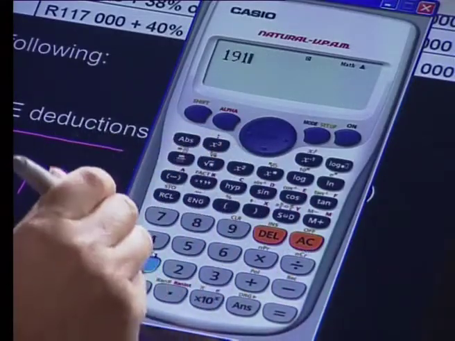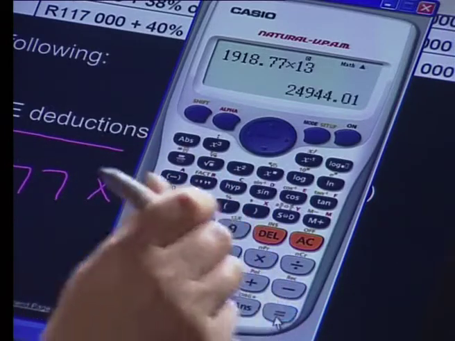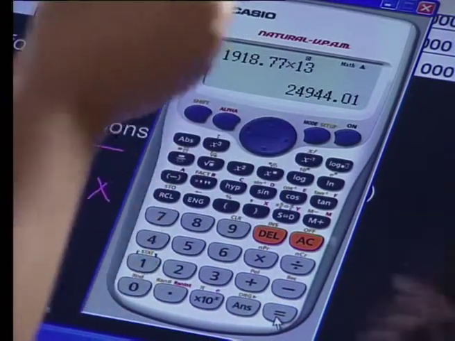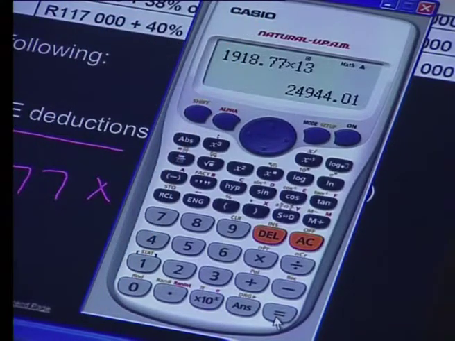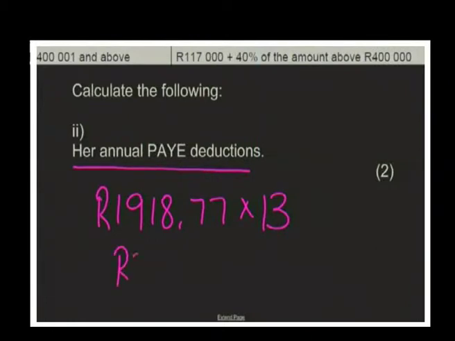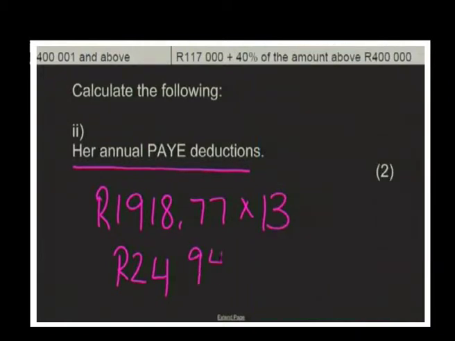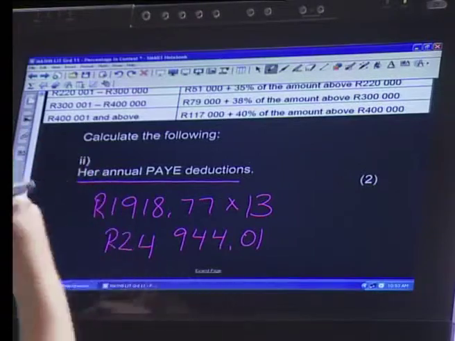Let's do that on the calculator. It was 1918.77 times 13, and we get an answer of 24,944.01. So we can write that in here: 2494401. That is the amount that her company actually took off her salary and paid towards the receiver. So that is what she paid in total for the whole year.